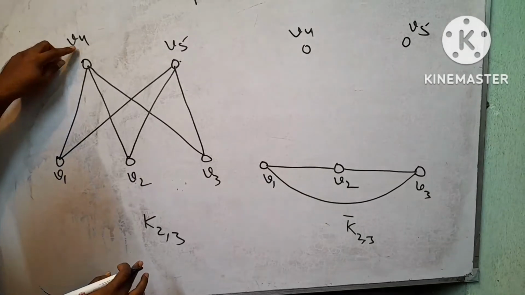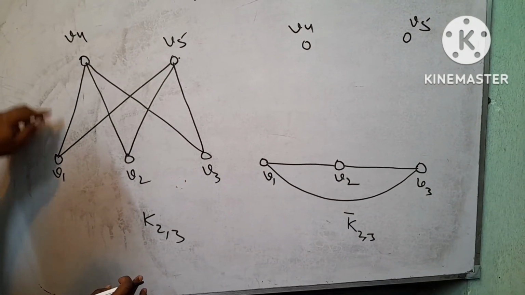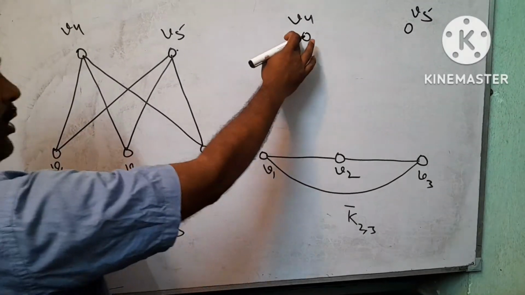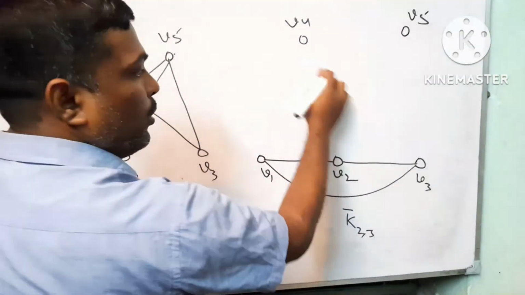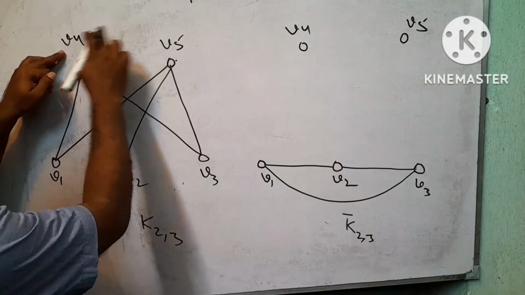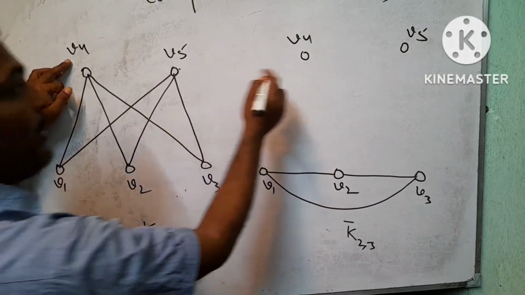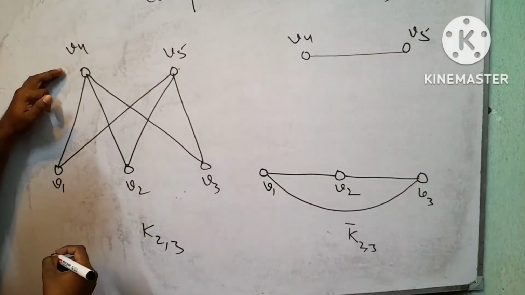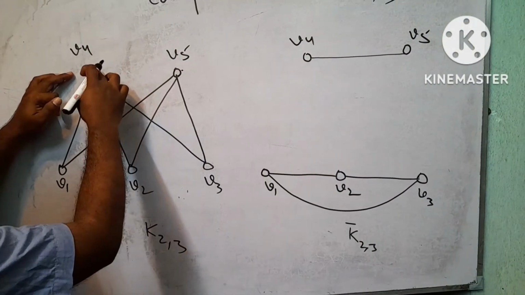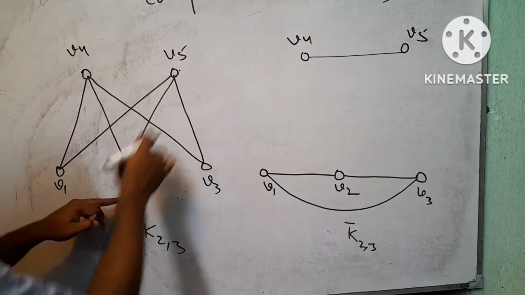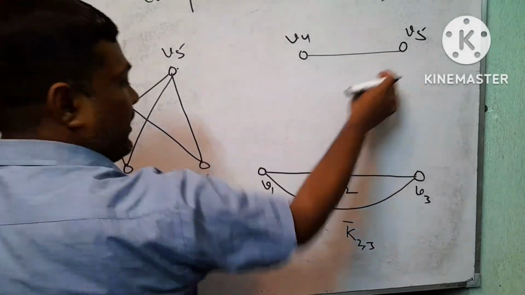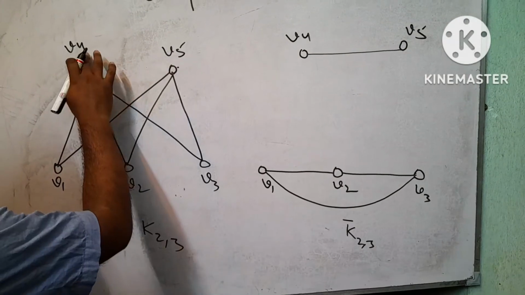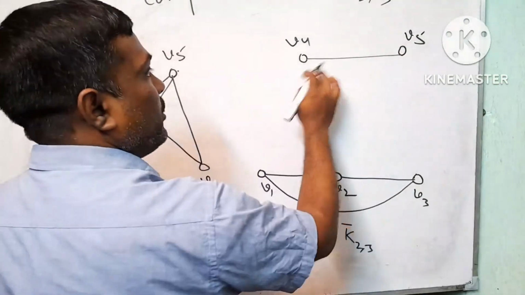Next, V4 is adjacent to V1, V2, V3, so V4 is not adjacent to V1, V2, V3. V4 is not adjacent to V5, so V4 is adjacent to V5 here. V5 is adjacent to V1, V2, V3, so V5 is not adjacent to V1, V2, V3 here. V5 is not adjacent to V4, so V5 is adjacent to V4 here.